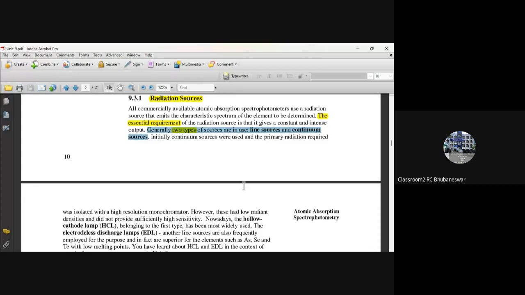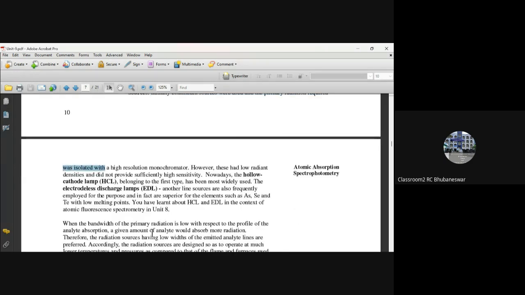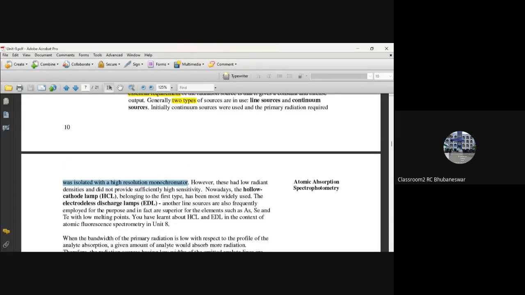Initially the continuum sources were used and the primary radiation required was isolated with a high resolution monochromator. Initially the instruments were having the continuum sources. However, there is some demerit with these continuum sources. These had low radiant densities and didn't provide sufficiently high sensitivity. Since it is having low radiant densities, your sensitivity also will go down.